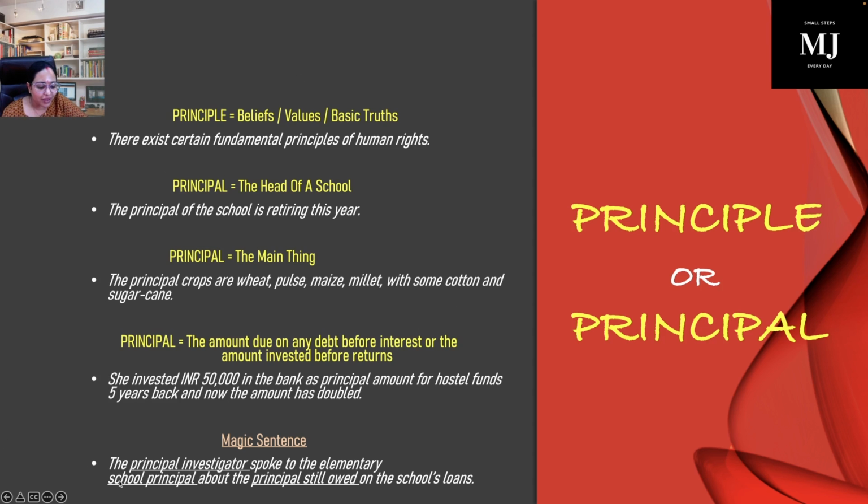Okay, let's see. The principal investigator spoke to the elementary school principal about the principal still owed on the school loans. What is this? So the principal investigator spoke. That means the main investigator spoke. Spoke to whom? To the elementary school principal, the head of a school. About what? About the principal amount that is still owed on the school's loans. Getting my point? Isn't that interesting?